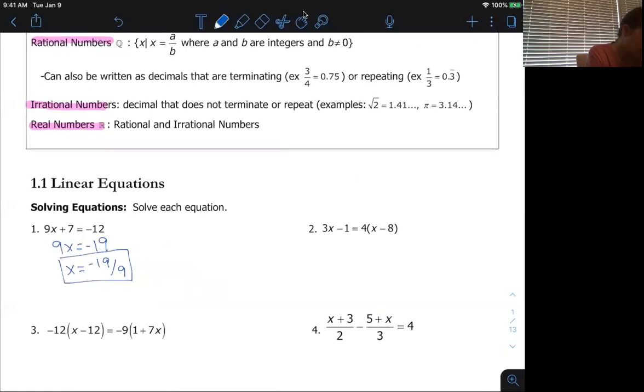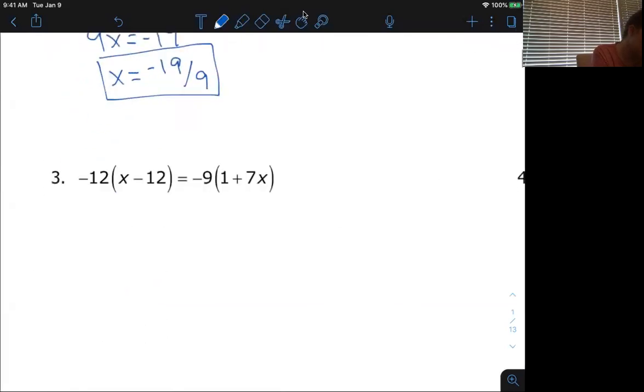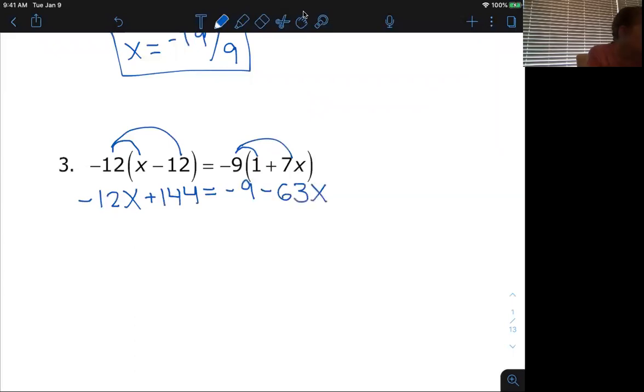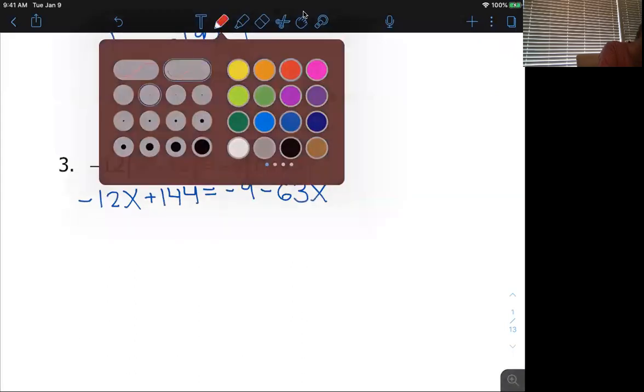All right, let's take a look at, I'm going to do number 3. So for number 3, you have to use the distributive property. So -12 times x gives you -12x. -12 times -12 is +144. I'm going to have to distribute the -9 on the right side. -9 times 1 is -9. -9 times 7 is -63x. From there, you're just going to combine your like terms by moving 1 over to the other side.